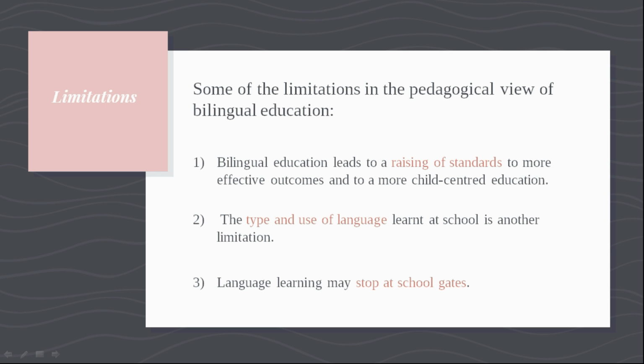Although bilingual education worldwide has a big number of supporters, there are limitations in the pedagogical view of bilingual education, for example. Bilingual education leads to a rising of standards, to more effective outcomes, and to a more child-centered education. In reality, however, bilingual education is only one ingredient among many that interact in a complex way to make schooling more or less effective. The type and use of language learned at school is another limitation, since the language of formal education does not necessarily prepare children for language use outside school.